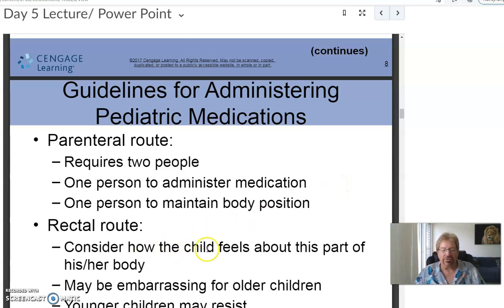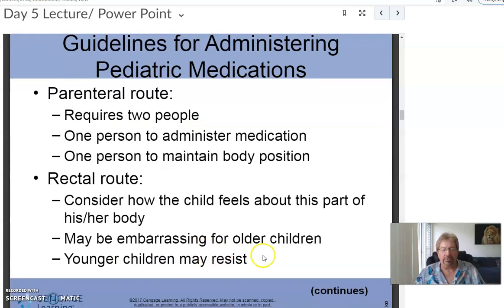Rectal route. Consider how the child feels about this part of his or her body. May be embarrassing for older children. Younger children may resist. Yeah, I'd say that there's an inborn instinct against something being shoved up your butt, probably, even in very small children.